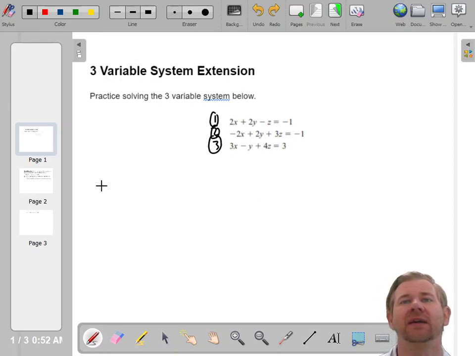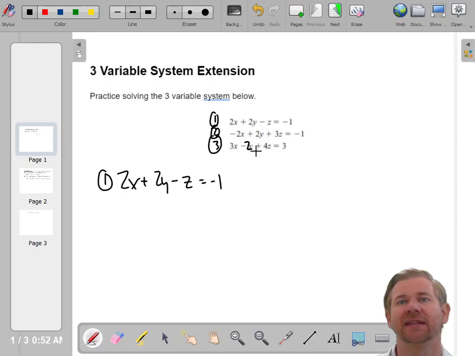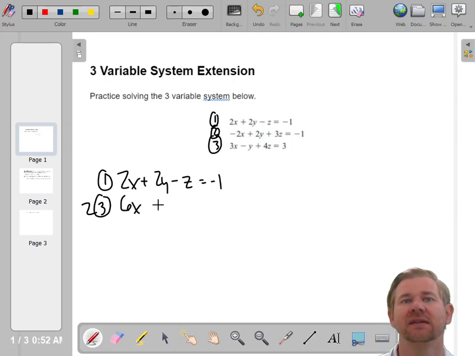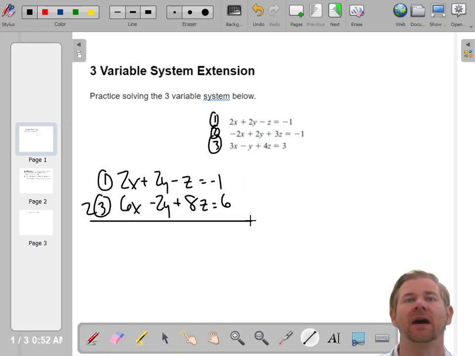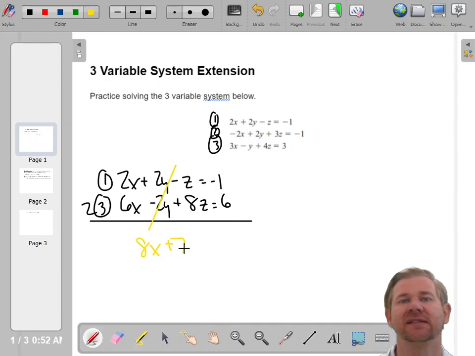I'm going to take line 1, which is 2x plus 2y minus z equals -1. And then I'm going to double line 3. That way that's a 2. So 2 times line 3 will be 6x minus 2y plus 8z equals 2 times 3 is 6. Okay. Now I will get rid of y. Goes away. Nice. 8x plus 7z equals 5. And I'll call that my A equation. And I'll come back to that when I get a B equation.